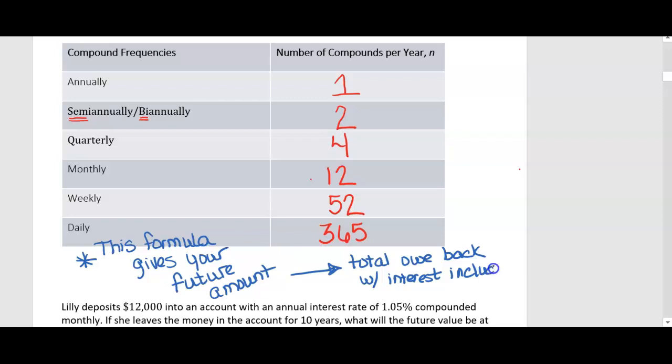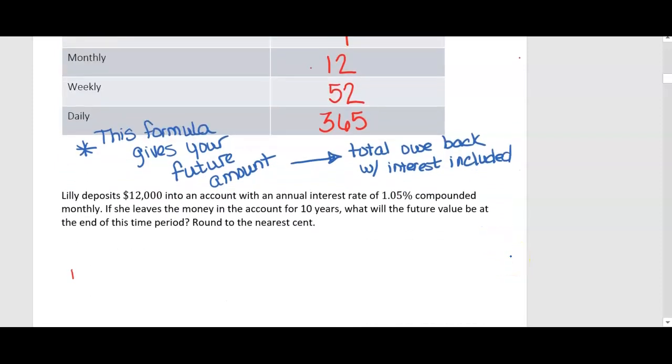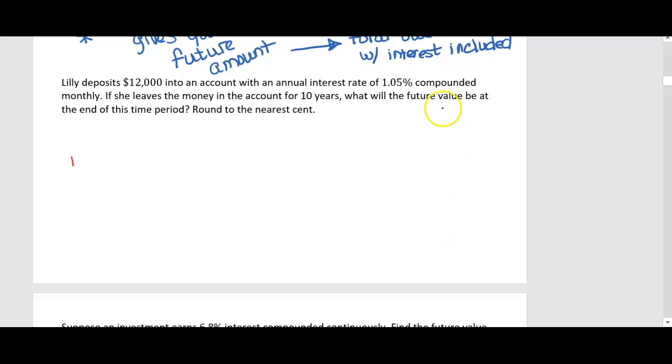Okay. So before, we had to go and add what we borrowed plus our interest. This formula is automatically giving me that payback. So let's look at an example. Lily deposits $12,000 into an account with an annual interest rate of 1.05% compounded monthly. If she leaves the money in the account for 10 years, what will the future value at the end of this time period be? Round to the nearest cent.